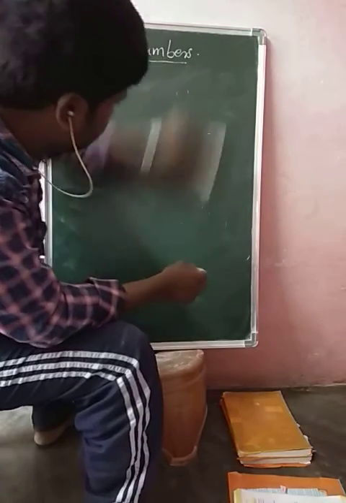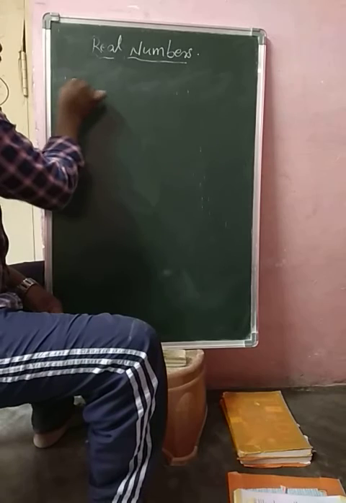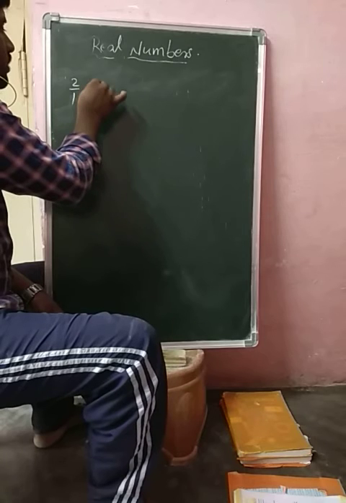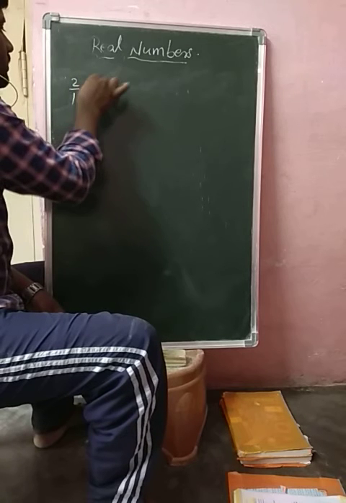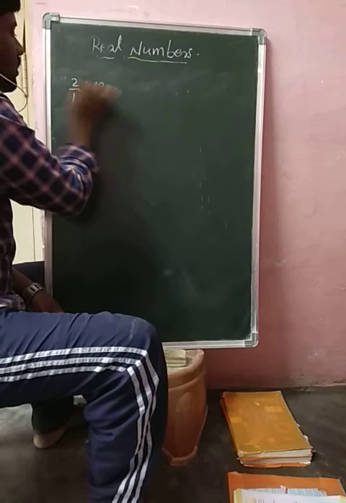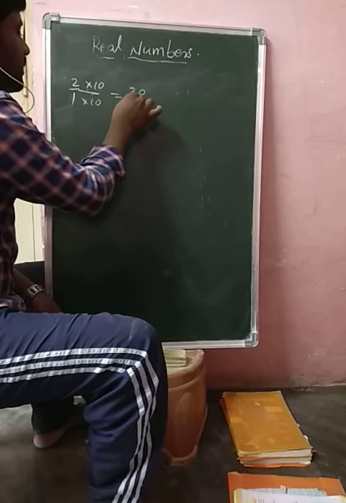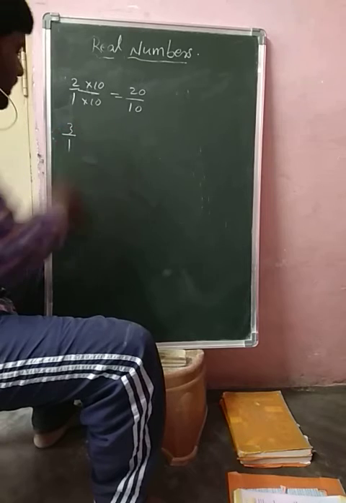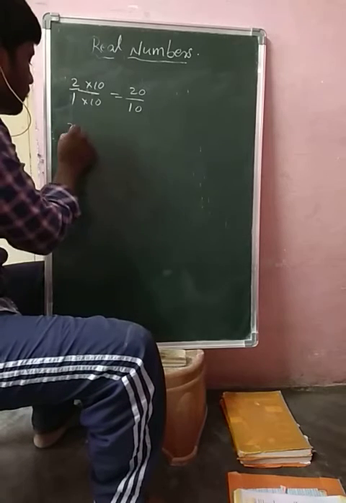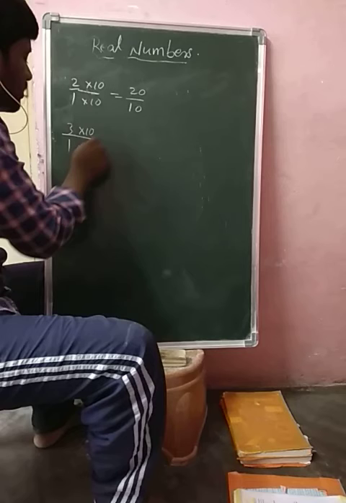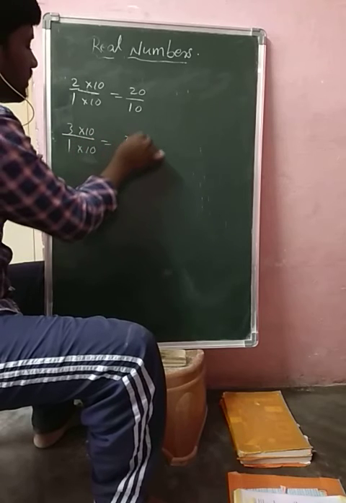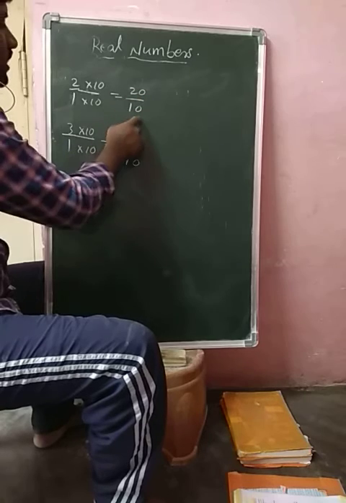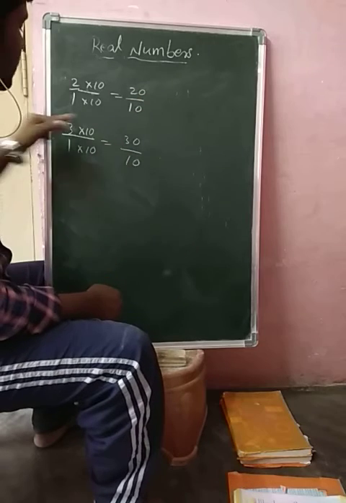For example, 2 by 1: you just multiply the numerator and the denominator with 10, then what happens? We get 20 by 10. And 3 we can write as 3 by 1. Then we multiply the numerator and denominator with the same non-zero number. 3 tens are 30 by 1 ten is 10. So clearly here 20 by 10 means 2 only, 30 by 10 means 3 only.